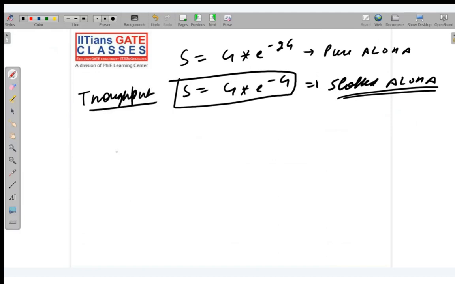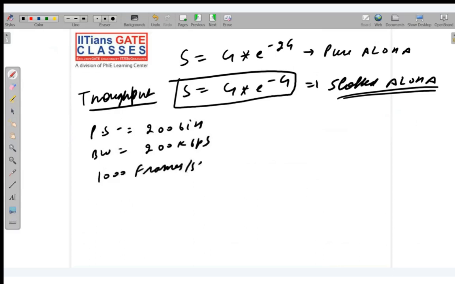Let me write it. Packet size is the same, 200 bits. Bandwidth is 200 kbps. And the network is generating 1000 frames per second. The second case is 500 frames per second, and the third is 250 frames per second. Same question I'm doing. Now we want to calculate the throughput.